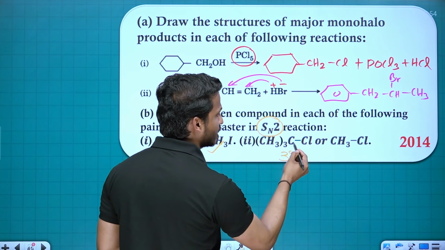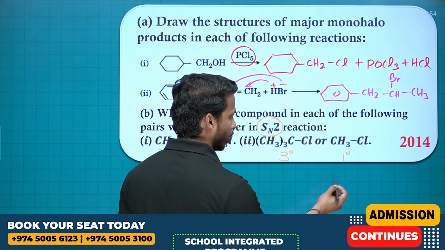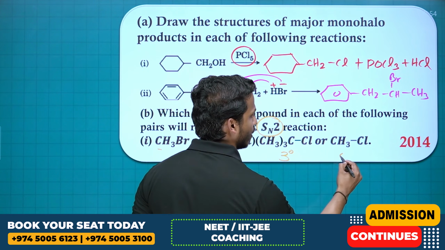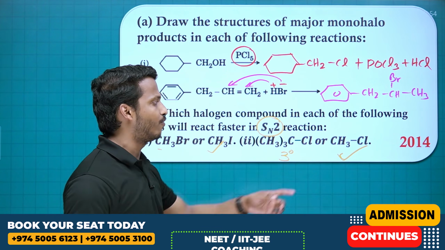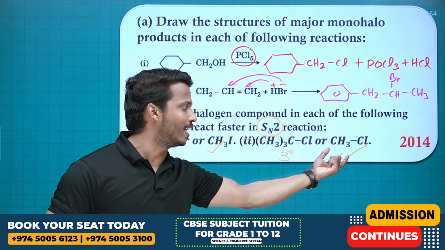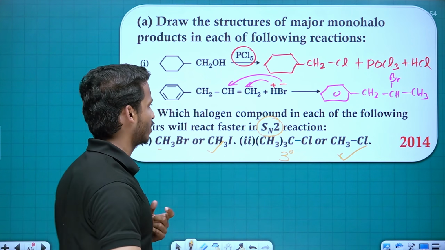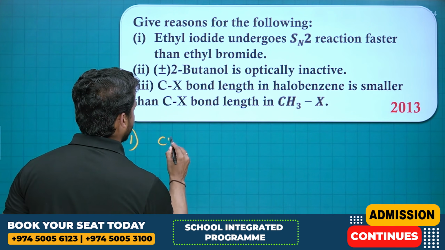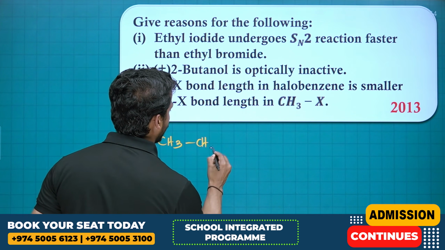And what about this one? You can see this is tertiary and this is just a methyl, like a primary. So which will undergo reaction faster? This will undergo reaction faster because here there is less steric hindrance, and here more bulky groups. Simple question. Give reason. First one, ethyl iodide. What is ethyl iodide? CH3CH2I.